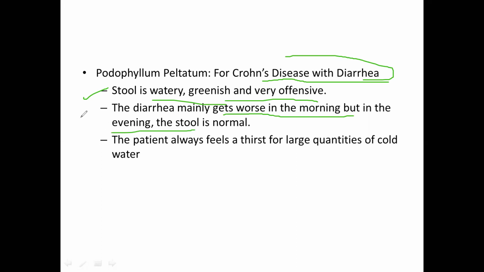This is again a similar feature that we have already seen in phosphorus: the stool is offensive and greenish, and it is worse in the morning. This symptom is also present in phosphorus, but in the evening the stool is normal. And the patient feels thirst for large quantities of cold water. Again, this symptom is also usually seen in arsenicum album.